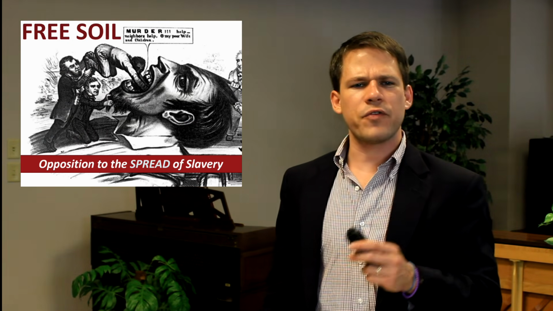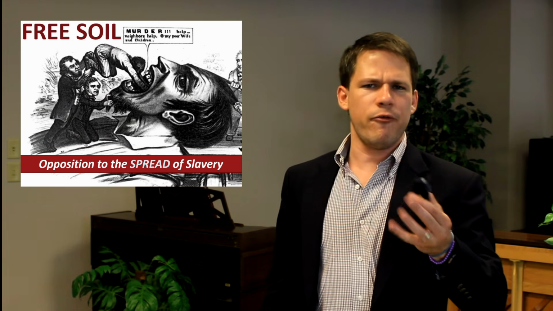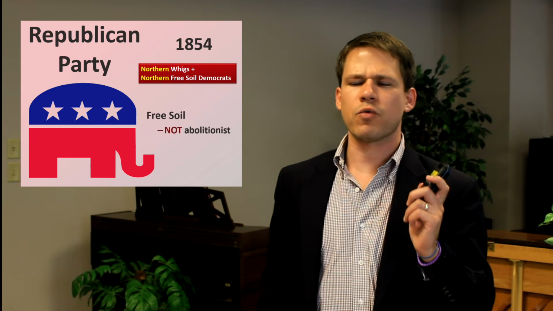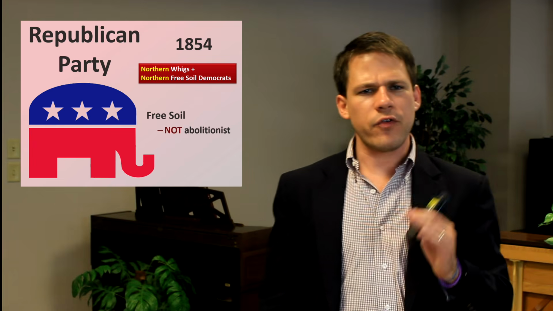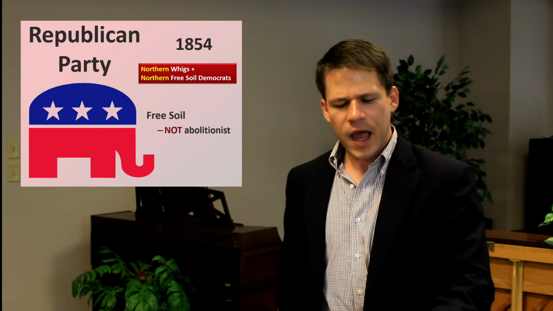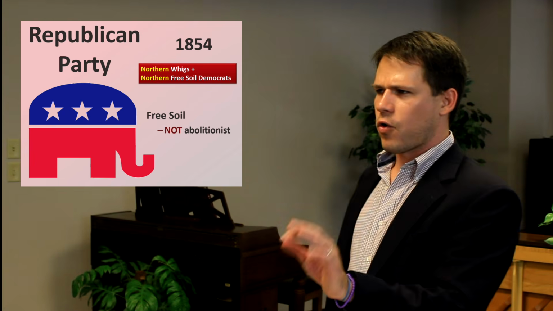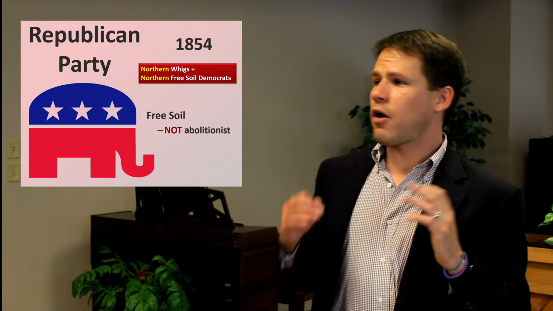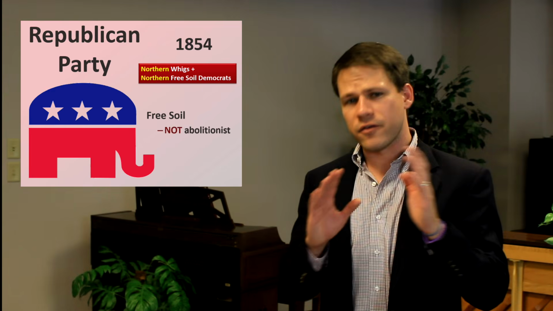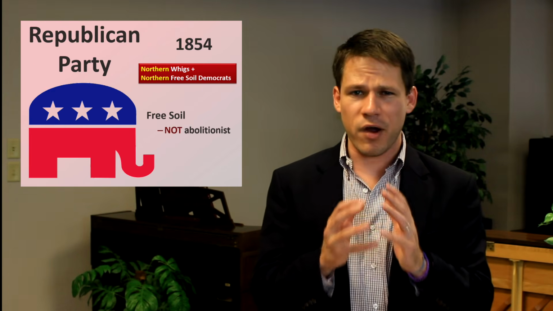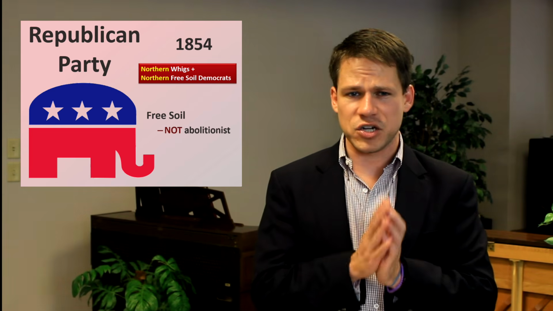And as a result here, this free soil movement gains more and more steam, and in 1854, the Republican Party is founded. This is a collection of Northern Whigs and Northern Free Soil Democrats. And keep in mind that the primary platform as it applies to the 1850s is a platform of free soil. There are anti-slavery people like abolitionists in the Republican Party, but the Republican platform is against the spread of slavery, against the expansion of slavery.